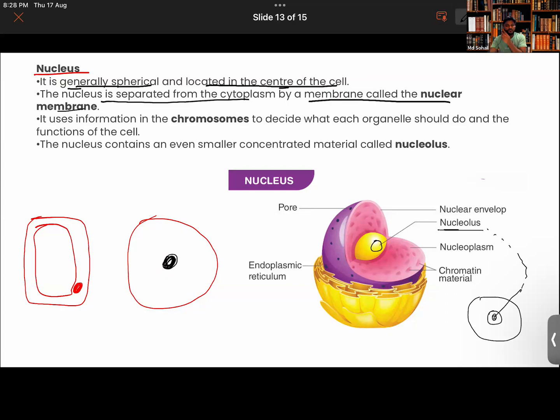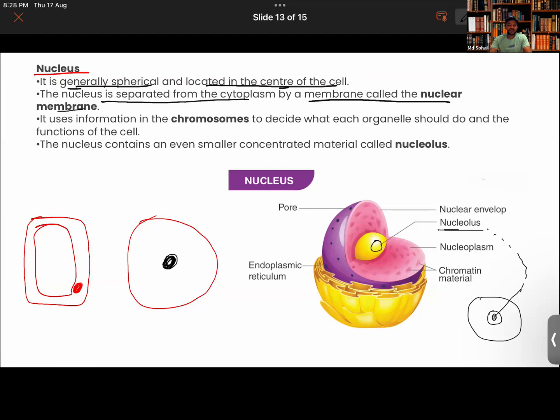To send commands, like what to do in the cell. Good. Just like how our brain commands us and directs our body to perform different functions, in the same manner the nucleus does that.